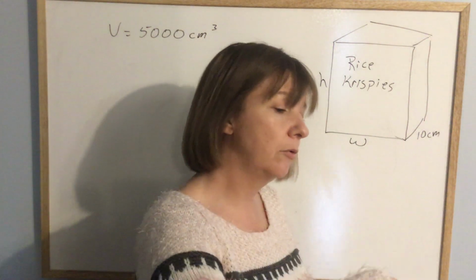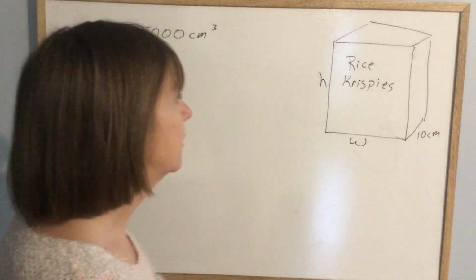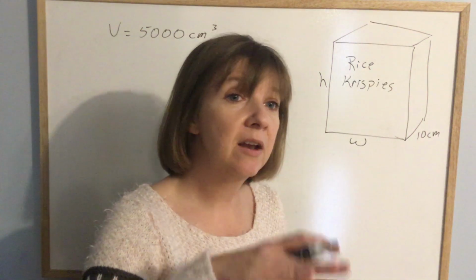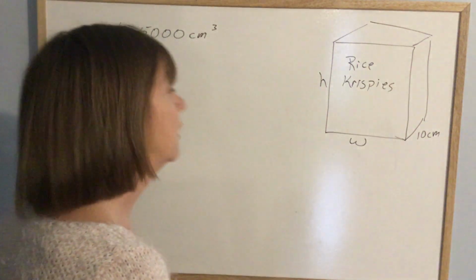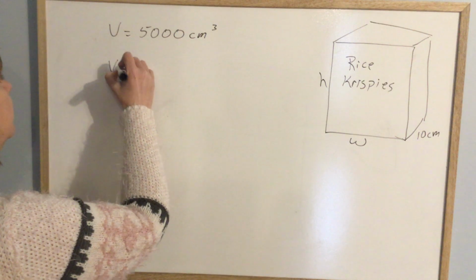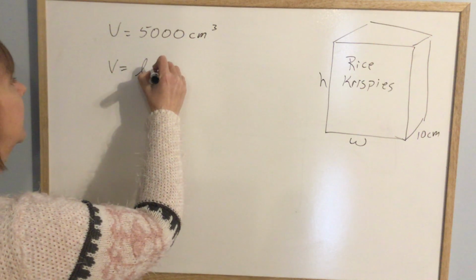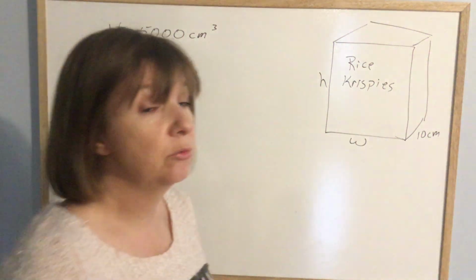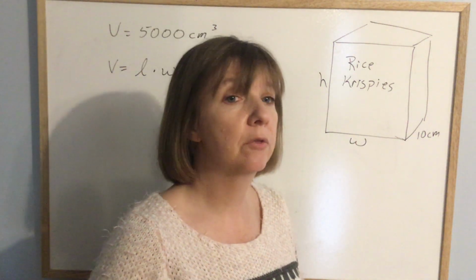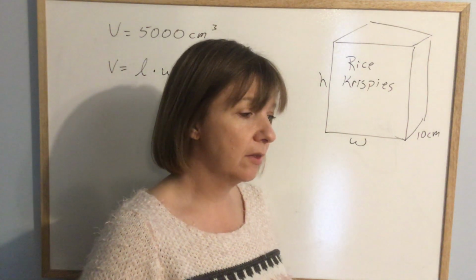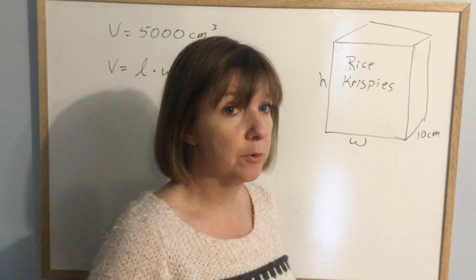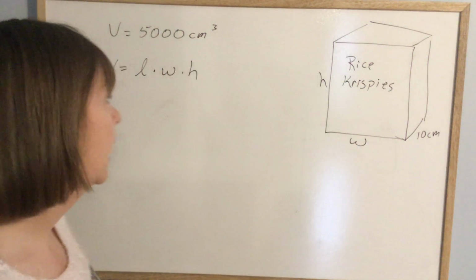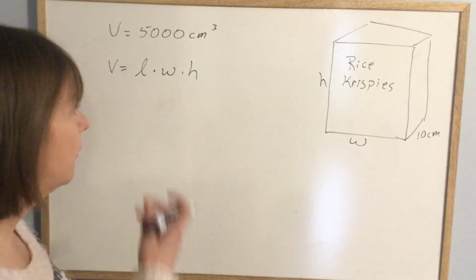The amount of Rice Krispies I should be able to fit inside the box is 5,000 centimeters cubed. That is a volume. So volume for a rectangular prism is length times width times height. I do expect that you know that or are able to figure that out, because you should have been learning that for several years now. We've done it several years in a row at our school, and other schools do it as well.